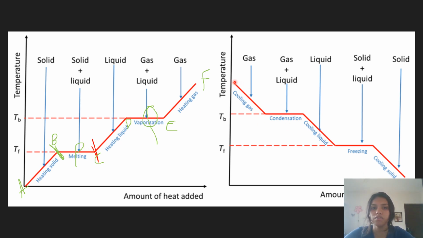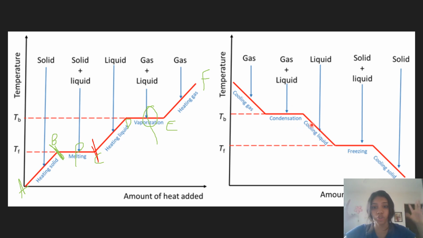Then in a cooling curve, energy is being lost. So of course, you start off with the gas because it has the most energy. This part only has a gas. Then when enough energy is taken out of the gas, when the gas is cooled enough, it starts becoming a liquid. Condensation occurs at a fixed point. Again, horizontal line. Then the liquid is cooled. At this part, there is only liquid.